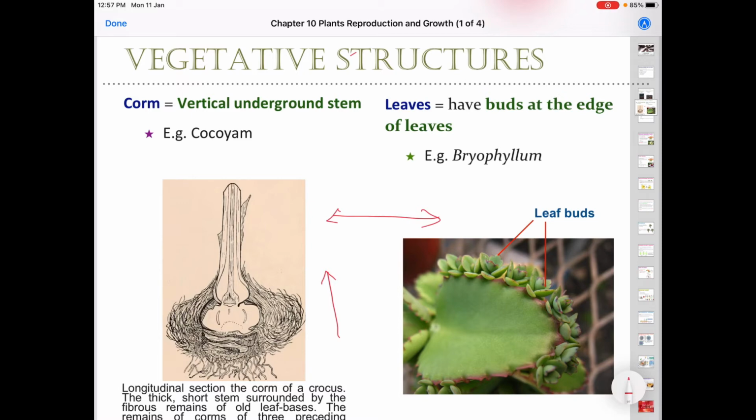Another vegetative structure is the leaf. They form buds at the edge of the leaf. This is the leaf bud. Later on, this leaf will fall on the soil, and then it forms another new organism. An example of the organism is bryophyllum, the genus Bryophyllum.